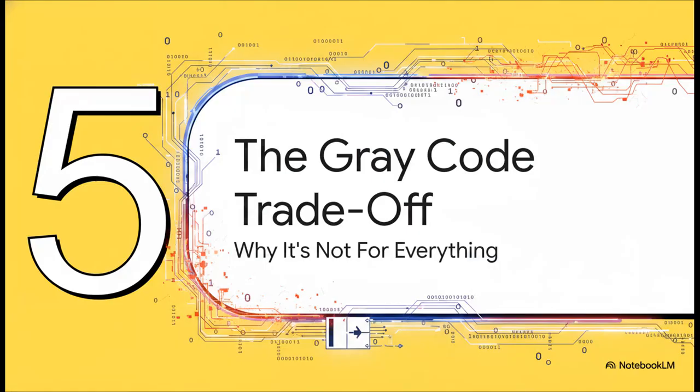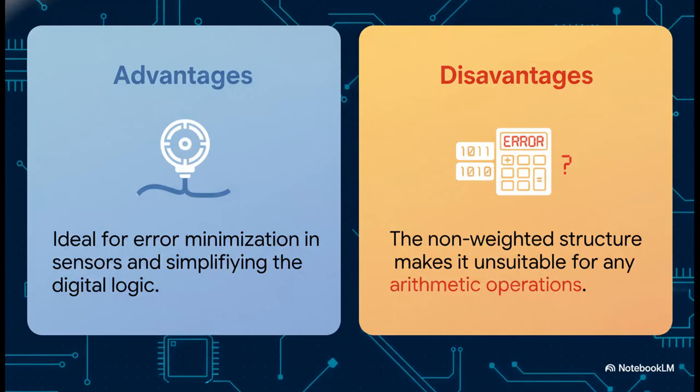Okay, so this begs the question, if gray code is so fantastic at stopping errors, why don't we just use it for everything? Well, it turns out its greatest strength is also its biggest weakness. And here is the trade-off, plain and simple. That whole non-weighted thing that makes it so stable and reliable for counting also makes it absolutely terrible for doing arithmetic. You just can't take two gray code numbers, add them up, and expect to get a useful answer. It just doesn't work that way. So for any kind of calculation, we have to stick with our good old friend, standard binary.